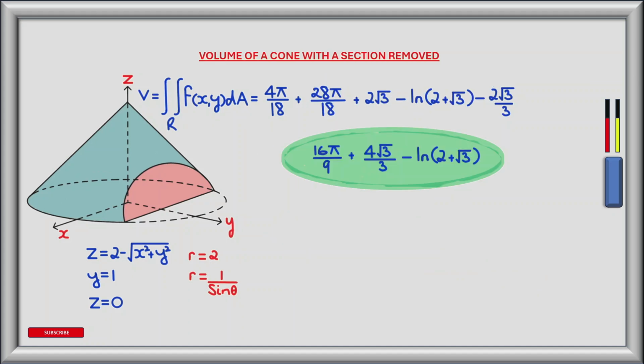That's all the integrals evaluated, and all that remains is to add up the constituent parts. So our final result is 16 pi divided by 9 plus 4 root 3 divided by 3 minus the log of 2 plus root 3.